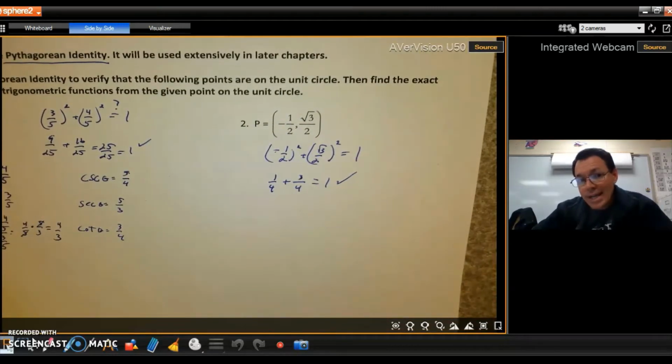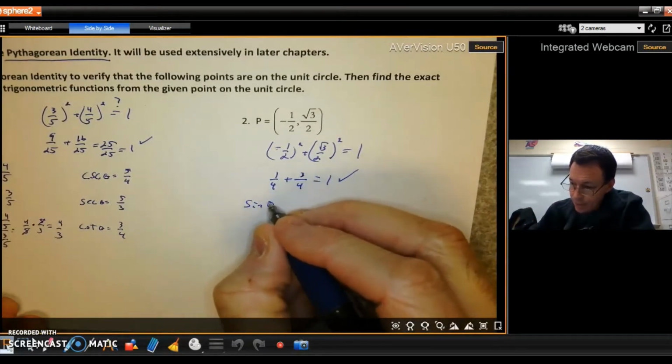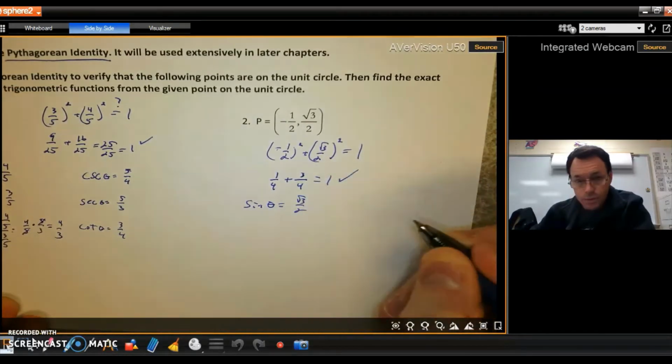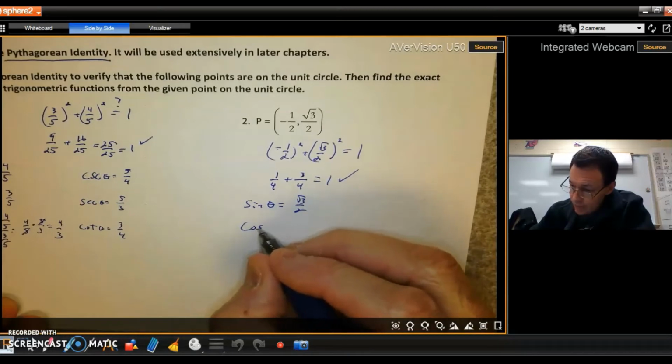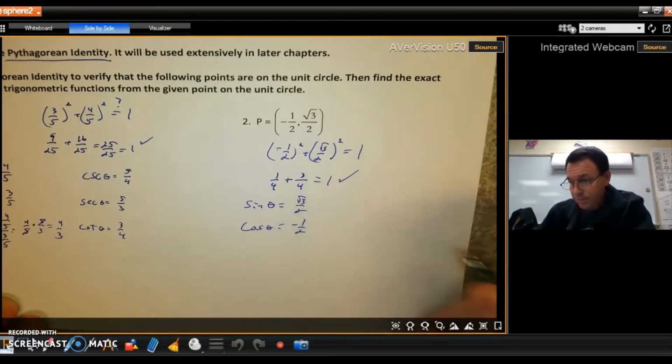And so I now know all the trig functions of an angle that would go through that point, because the sine of that angle is just going to be the y value, the radical 3 over 2. The cosine of this angle is just going to be the x value, negative 1/2.